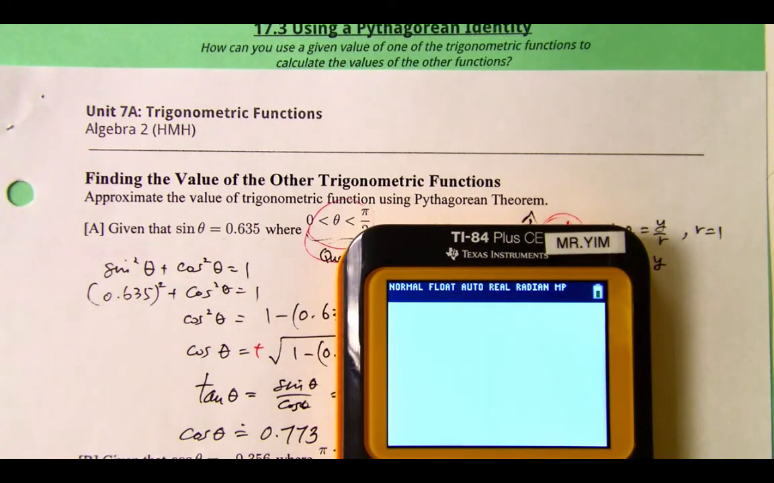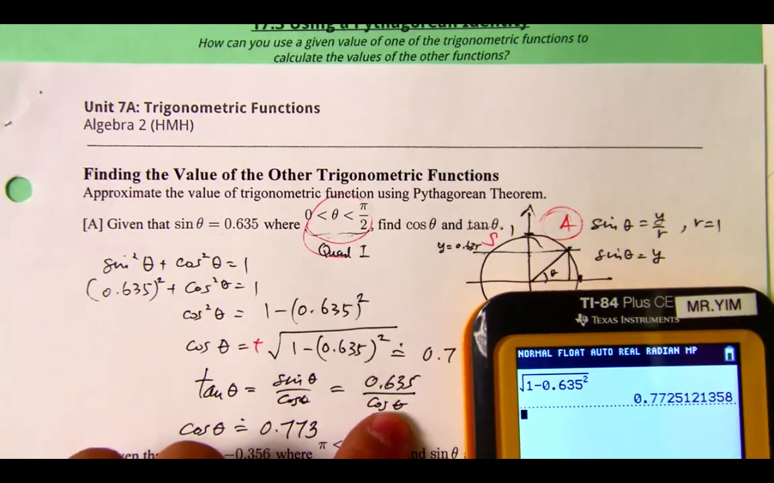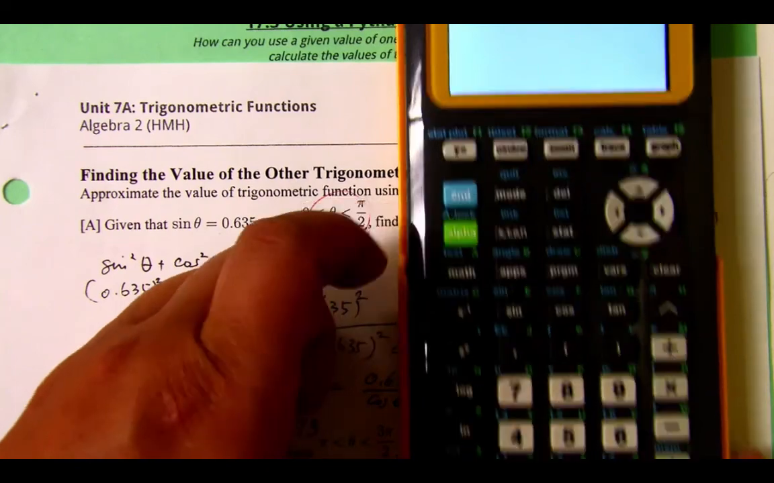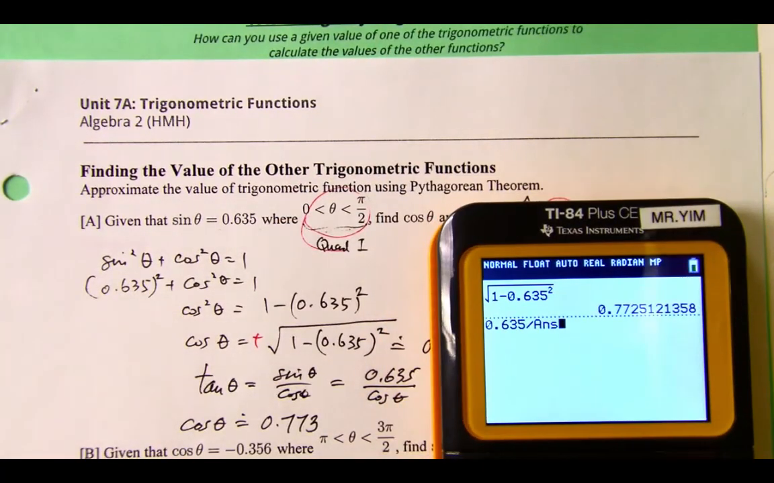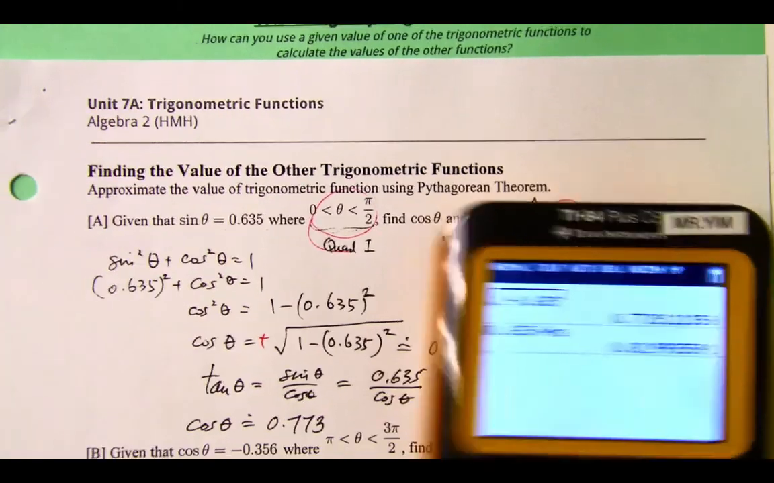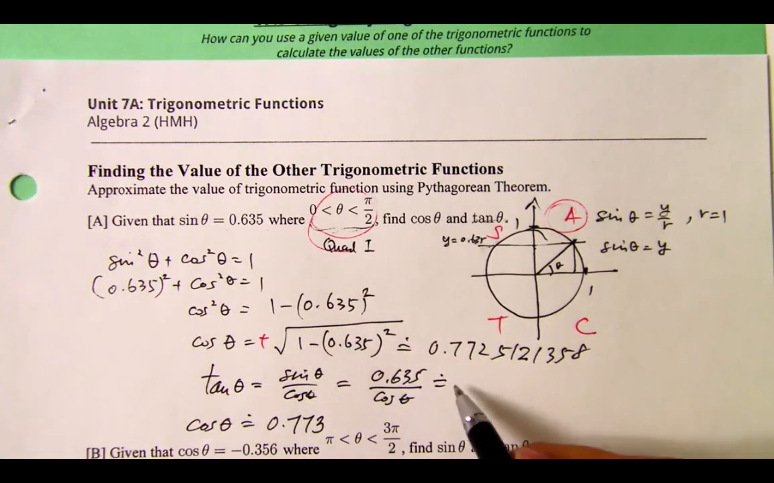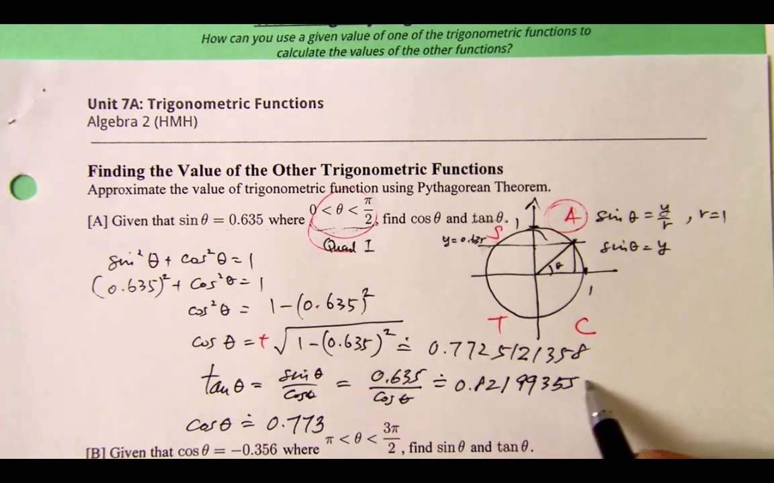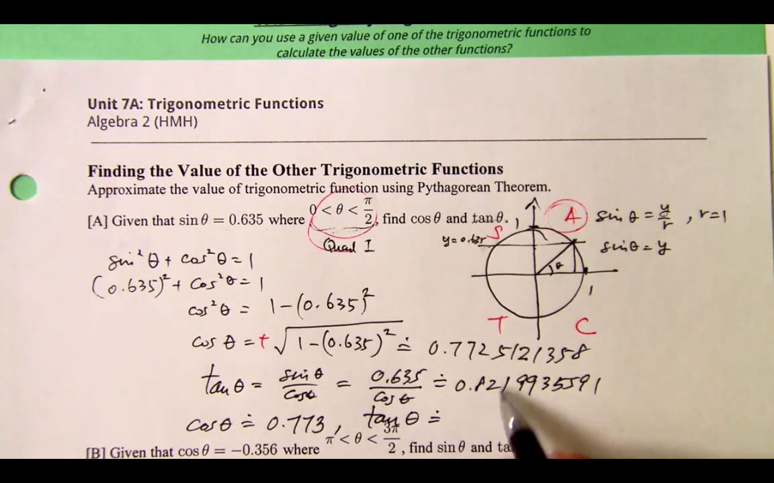So once you found that is the square root of 1 minus 0.635 squared, we got this value here, right? So all you have to do is to find that is 0.635 divided by the answer. So to get the answer, all you gotta do is press second and hit entry, and press enter, all that. I'm just gonna copy that over, guys. That is equal to 0.82199355591. And to state the answer, tangent theta is approximately, to the thousandth, 3 decimal places, 0.822.